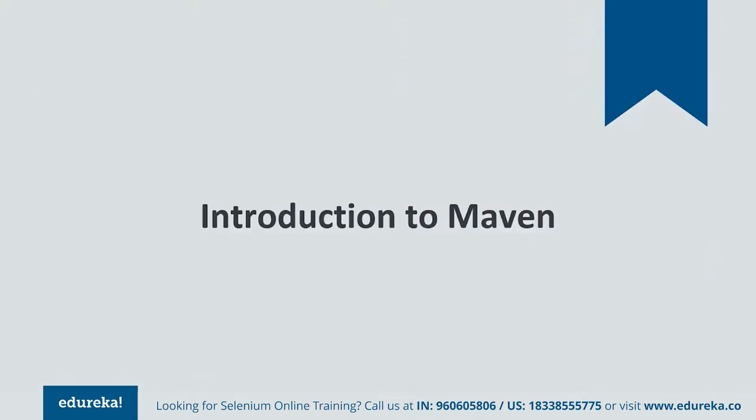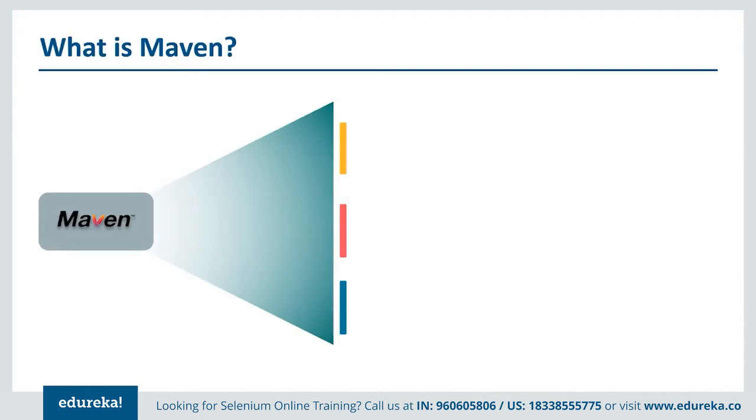Now let's move on to our next topic. What is Maven? Maven is a Yiddish word which means accumulator of knowledge. It is a build automation tool used primarily for Java projects. It addresses the two aspects of building software. First, it describes how the software is built, and second, it describes its dependencies.